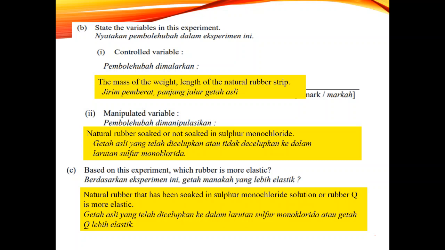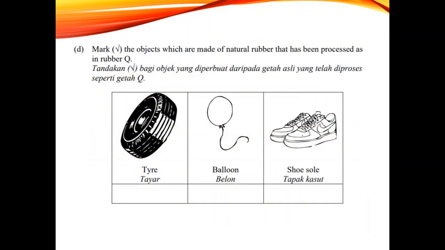Next, we move on to the application question. Mark the objects which are made of the natural rubber that has been processed as in rubber Q. Among these three products, the first one, tires, are made from rubber Q, and also this one, shoe soles, also made from rubber Q. So actually rubber Q we call vulcanized rubber.